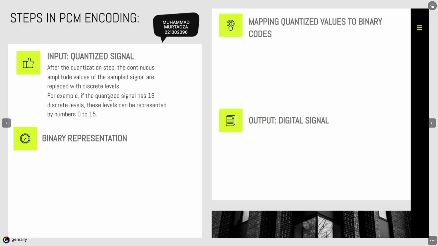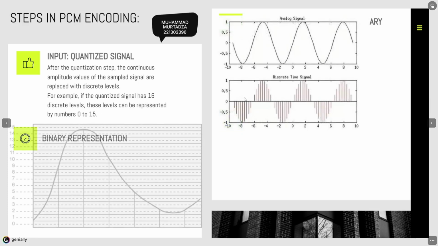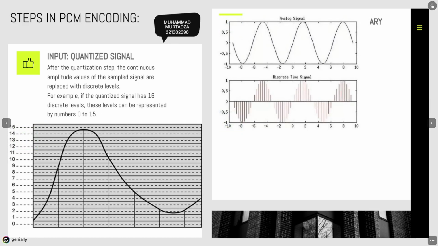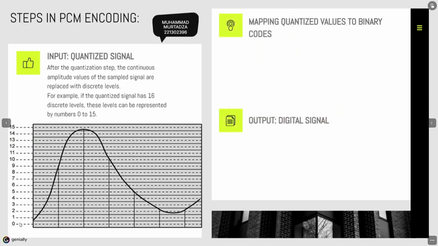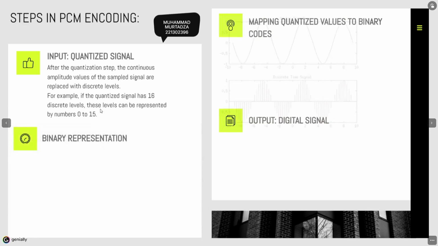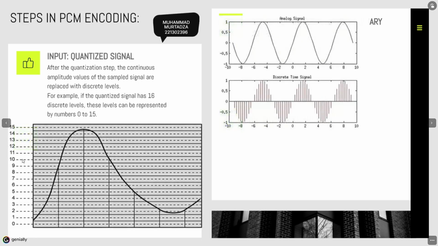For example, if the quantized signal has 16 discrete levels, those levels can be represented by numbers from 0 to 15. This is what I mean. If there are 16 discrete levels, they will be represented by numbers from 0 to 15.